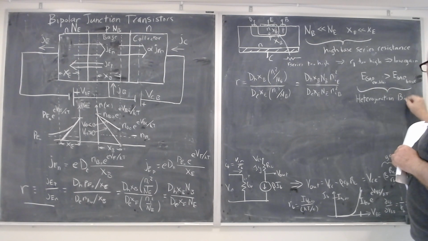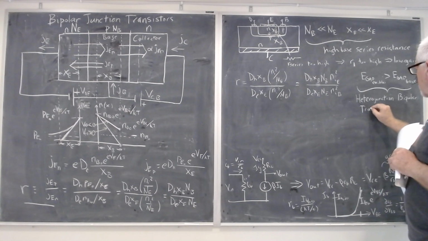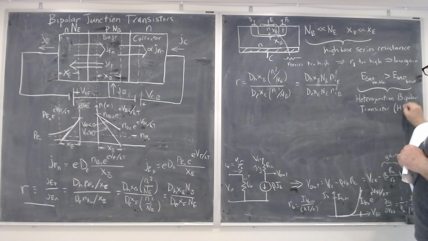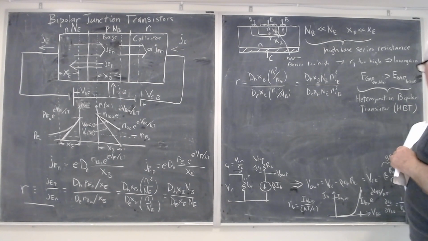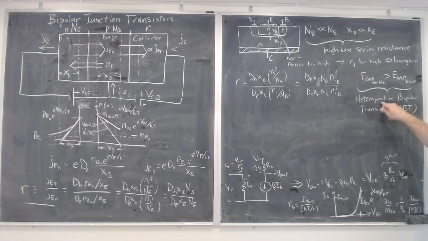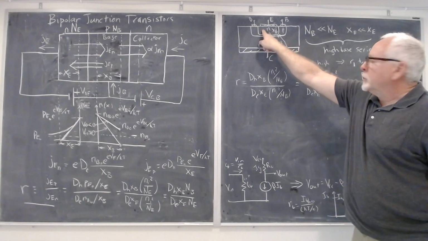Bipolar transistor, or an HBT, which you may have heard about in some of your circuit dealings or otherwise. It's called a heterojunction because the word hetero comes from dissimilar. So we make a junction from dissimilar materials.